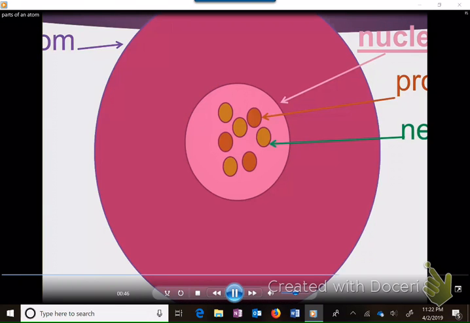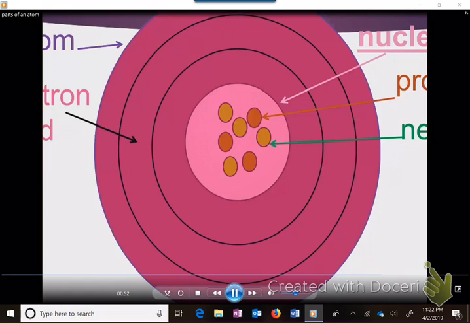This magenta fill is going to be our electron cloud. And then the two black circles inside the electron cloud are going to be the energy levels. And then the last thing we're going to put on there is 3 blue dots, and those blue dots are going to be electrons.